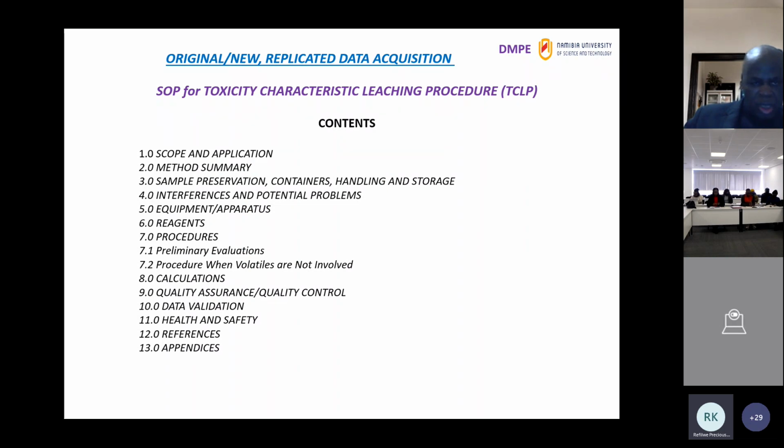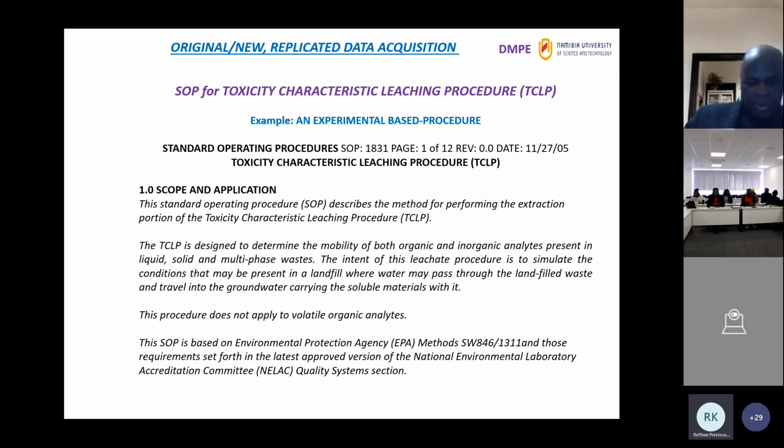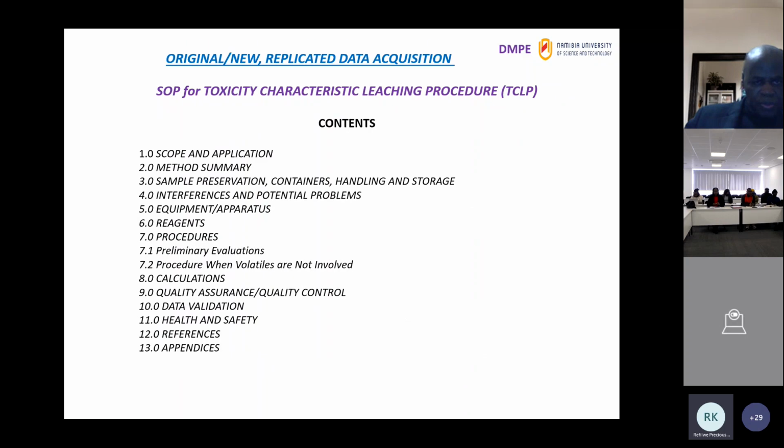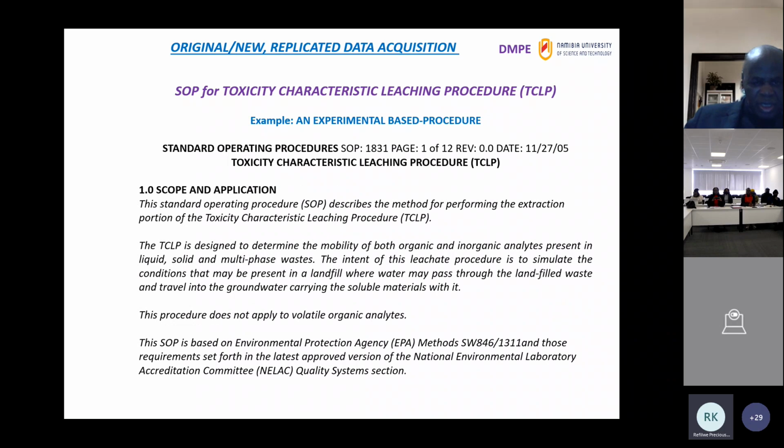And if you look at here, I wrote scope and application. What is this SOP supposed to do? And where should it be applied? So that is 1.0, and it's explained here, something like that, right?